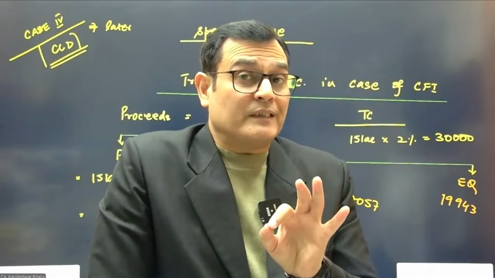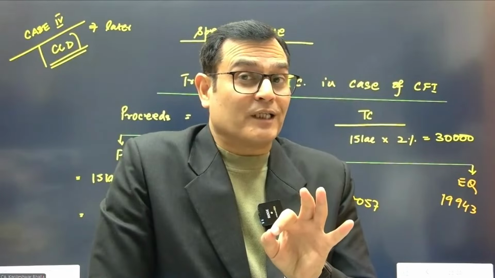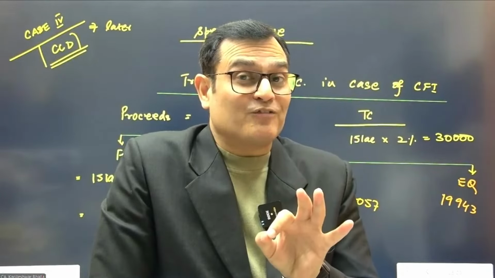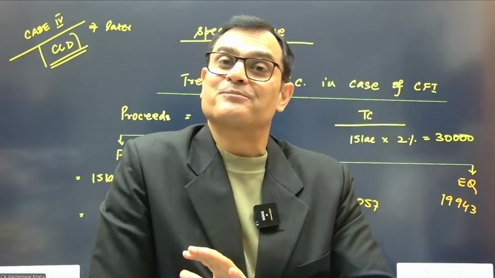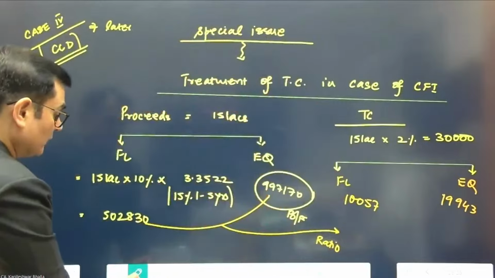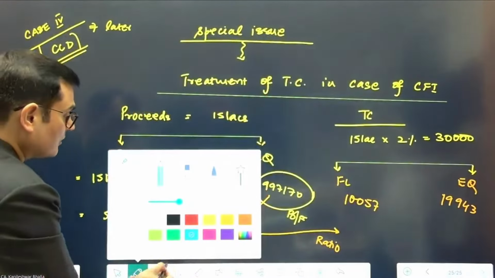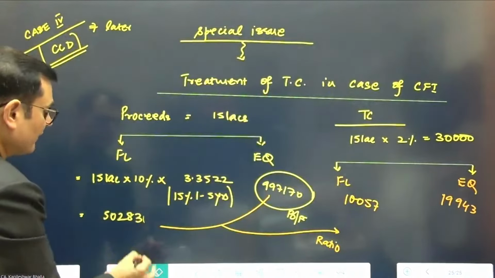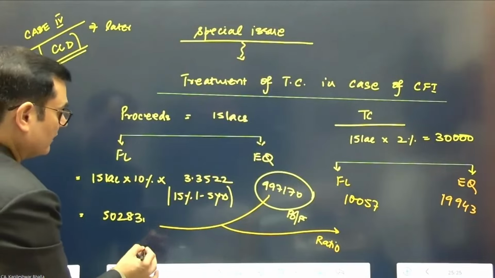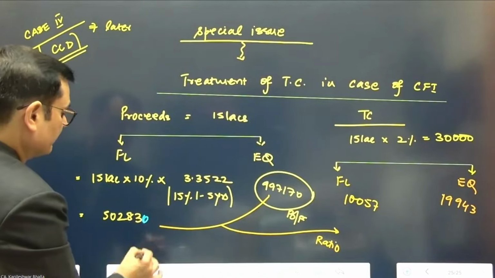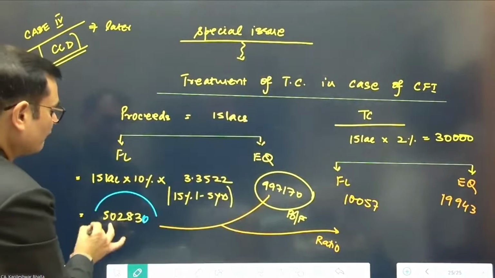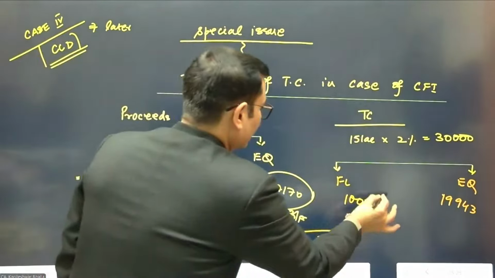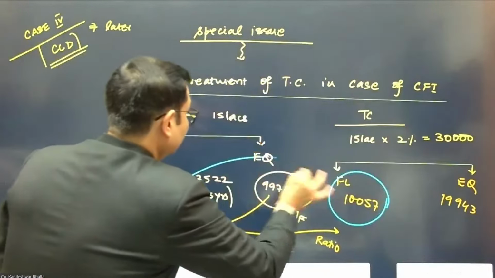The amount of TC related to financial liability will be netted off against the proceeds. The amount of TC, watch this carefully, the amount of TC relating to the financial liability is going to be netted off.